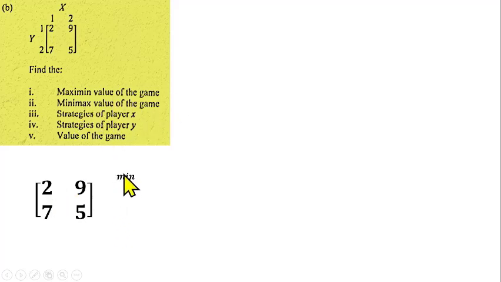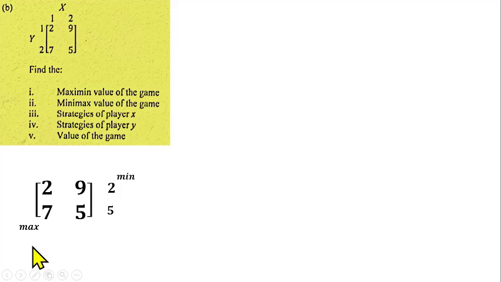Maximin means maximum of the minimum. So we get the minimum from each of the two rows. The first row has the elements 2 and 9. What's the minimum between 2 and 9? The minimum is 2. And the second row, the minimum here is what? 5. So we have gotten the minimum of the 2 rows. Then for the columns as well, you get the maximum from each column.